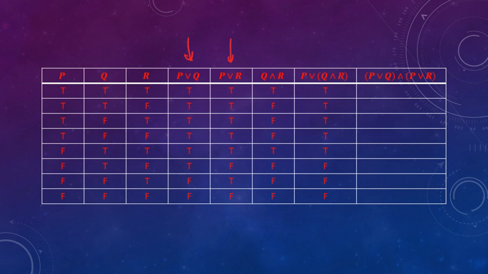So, a true and a true gives me a true. And we have that happening as well for rows 2, 3, 4, and 5. And then going down to row 6, we have a true and a false, and a false gives me a false. We have a false and a true, which gives me a false. And then we have a false and a false, which gives me a false.